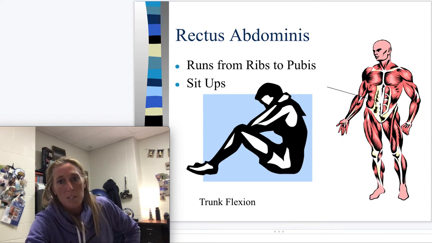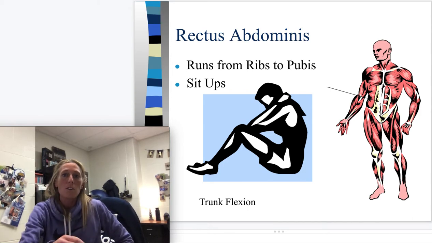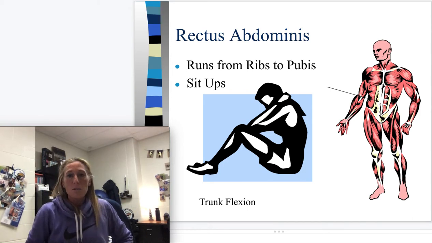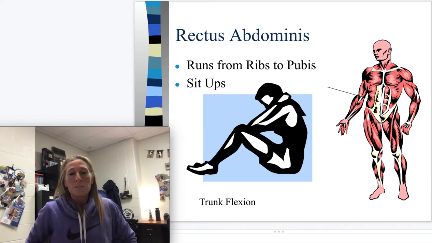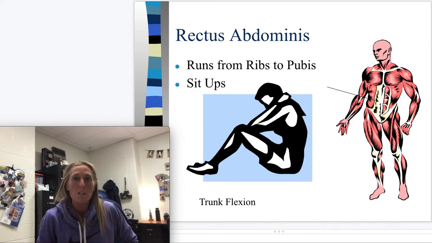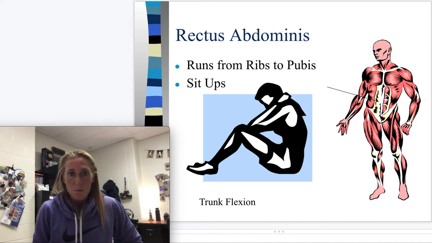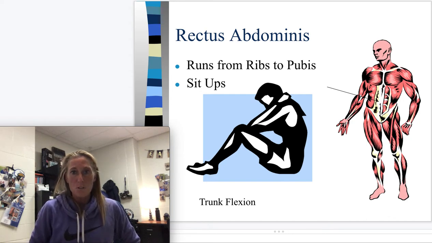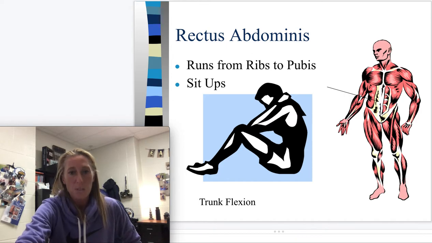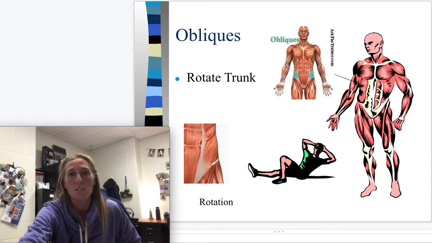Rectus abdominis. This is the long muscle that runs from your rib cage all the way down to your pubic bone. It's the rectus abdominis. When we do sit-ups, we're working our rectus abdominis. People who want to have a 6-pack or an 8-pack, their abs, this is the rectus abdominis muscle that you can see. Trunk flexion is the motion.